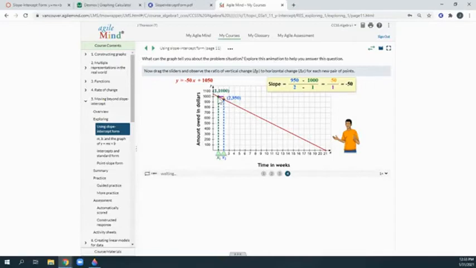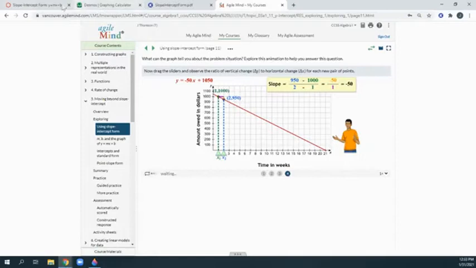Okay. So in 1 week, it goes down 50. 1 week goes down 50. They can subtract these two, basically find out how much the y has changed here. And they can subtract one and two to find out how much x has changed. So this is how much y changed. That's how much x changed. Just like we've been doing on our graph. It just looks scary. But remember, we subtract to find out how different they are.